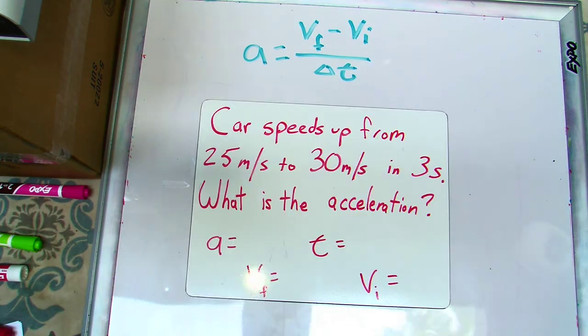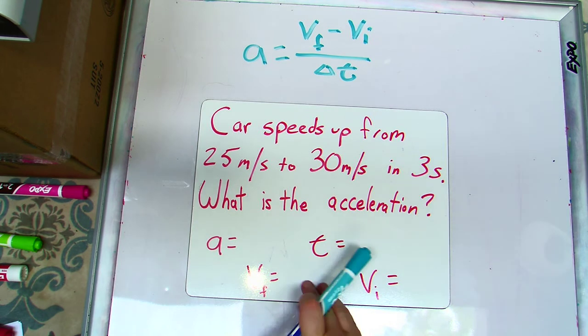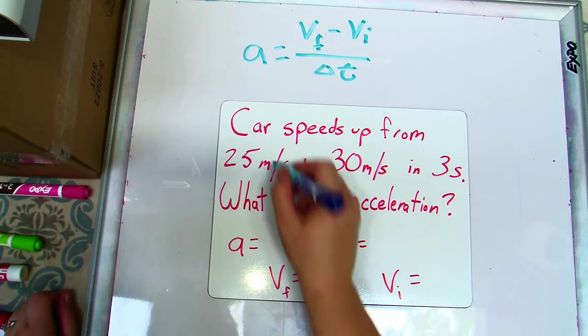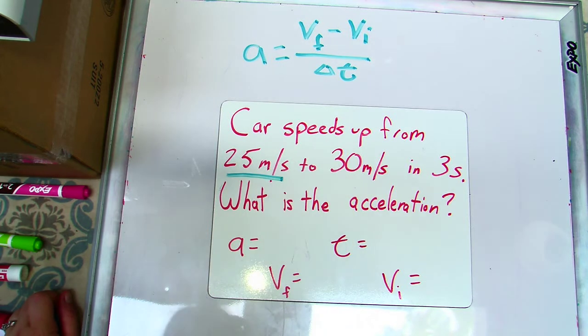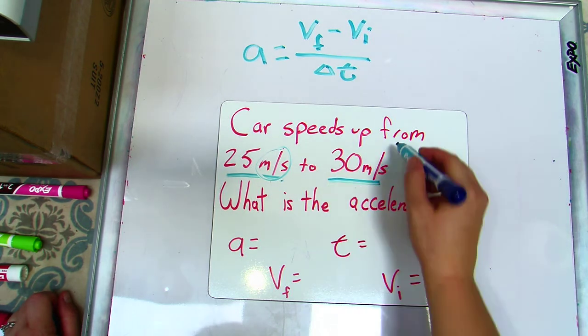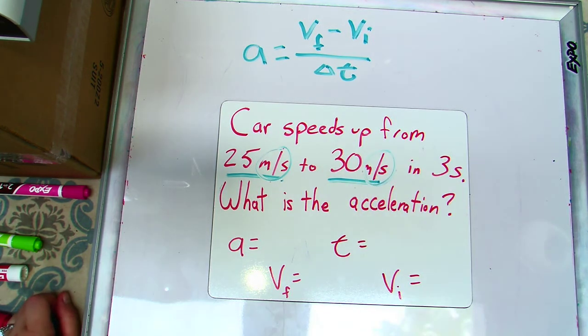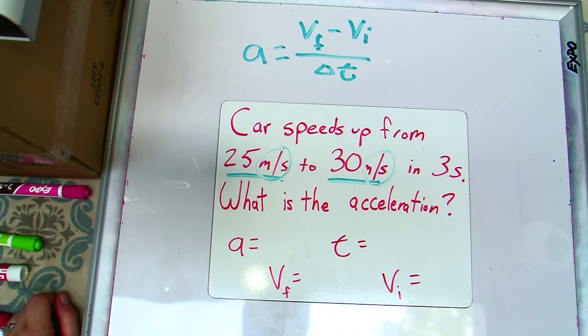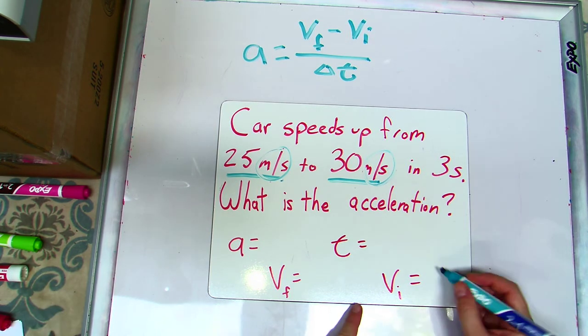So now we have our question. We've got to figure out what's going on here. The car speeds up from 25 meters per second. First of all, we know this is a velocity because of the unit. The unit, meters per second, tells us it is a velocity. To 30 meters per second, we know this is also a velocity because of the unit. Now the wording of it, it goes from this to this. That tells us the order. So it's starting out at 25 meters per second. That makes it our initial velocity.